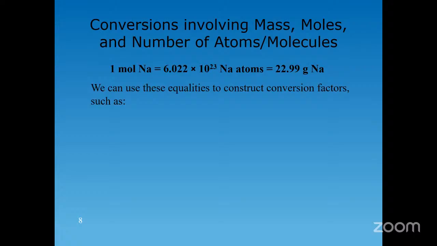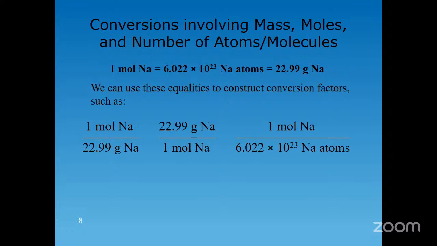Therefore, we can write down conversion factors for any two of these three terms. For example, the conversion factor relating the mole of sodium to the grams of sodium can be expressed as this or this, and whichever you use depends on what type of calculation you're trying to perform. Or you have the relationship between the mole unit and the number of sodium atoms, which can be expressed as this, or you can invert it to get another conversion factor. Again, which one you use depends on the type of calculation you're trying to perform.